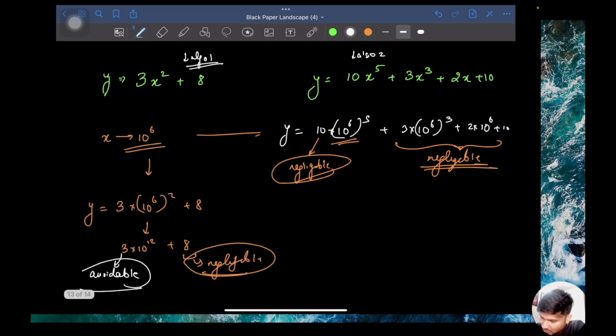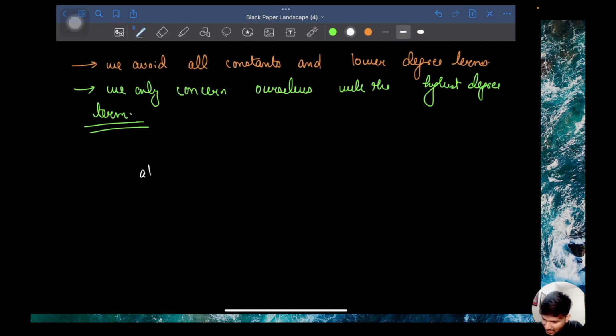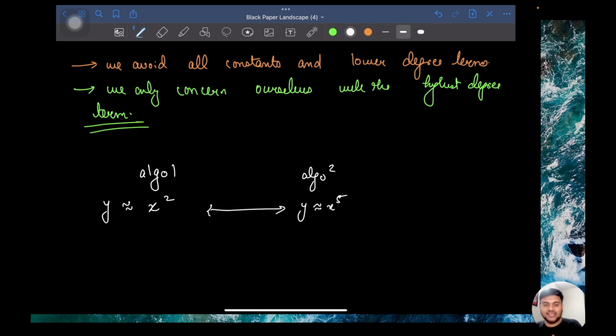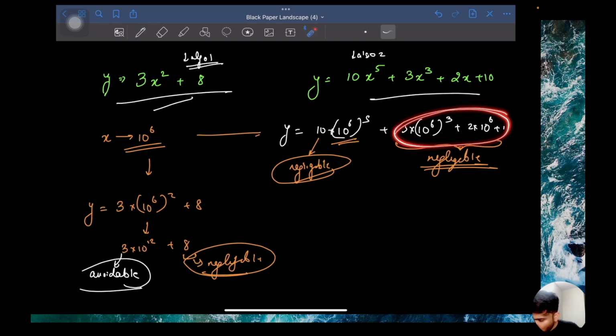That means if you get two algorithms, the first algorithm works like 3x square plus 8 instructions, and the next algorithm works like this. So technically you don't have to compare these complex equations. All you have to compare is that algorithm 1 works approximately like x square and algorithm 2 works approximately like x raised to the power 5. You can just compare your highest degree term in terms of approximation, because in approximation you can just avoid all the lower degree terms.